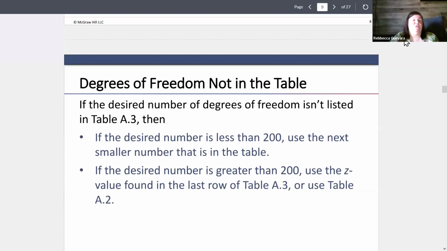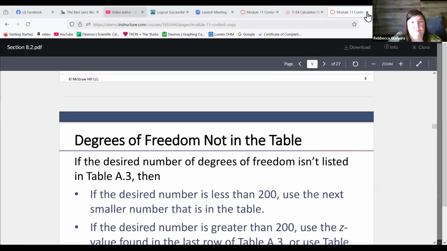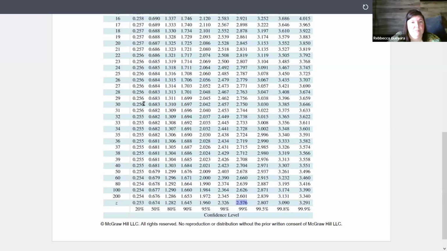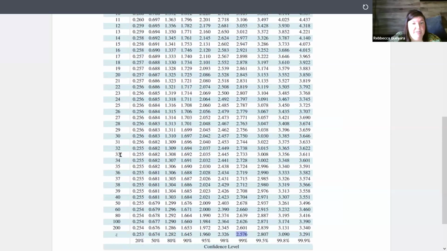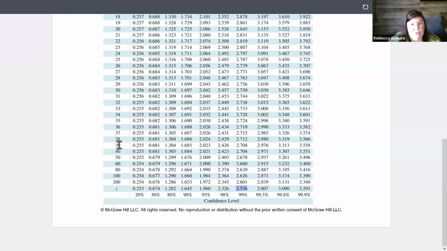Sometimes your degrees of freedom are not on that table. You notice that at a certain point, it went from 60 to 100 to 200. So let me go back and show you more of those. Like I said, you're looking along here. And at this point at 39, we're going up by ones. We go 39, then 40, 50, 60, 80, 100.